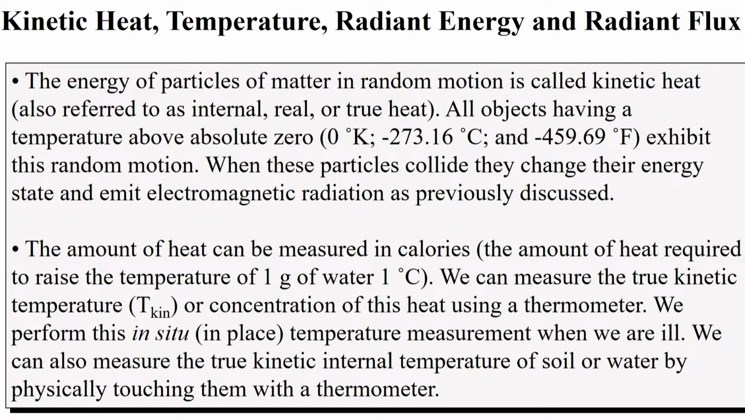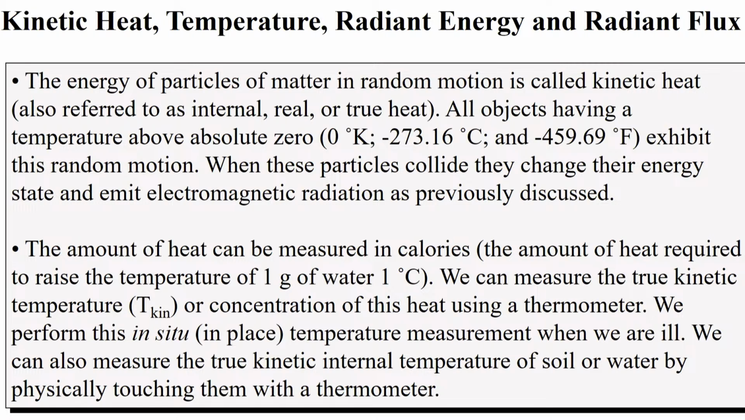The energy of particles of matter in random motion is called the kinetic heat, or you can also say that the heat which is coming due to the internal motion of the particles is known as the kinetic heat, also referred to as the internal heat. All the objects having a temperature above absolute zero. Absolute zero in degrees centigrade, if you convert, will become minus 273.16 degrees centigrade, and in Fahrenheit it will be minus 459.69 degrees Fahrenheit. So all the objects above absolute zero exhibit this random motion.